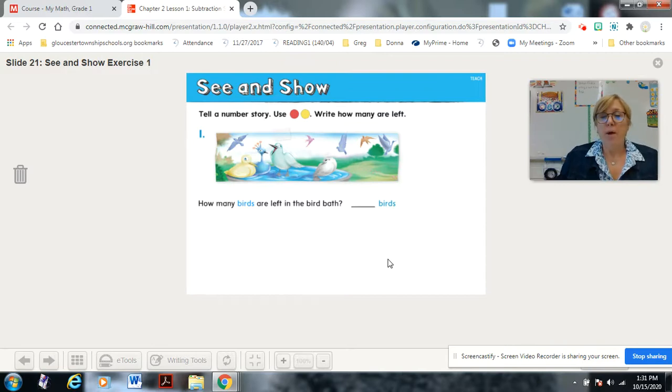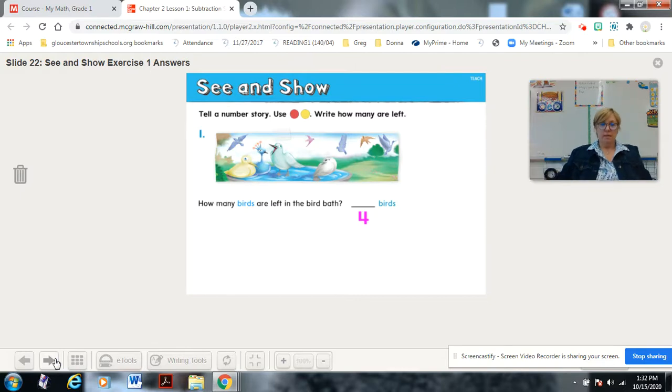Okay, but 5 of them, I think that's 5. 1, 2, 3, 4, 5. Yep, 5 flew away. How many, and here's the question, how many birds are left in the bird bag? 1, 2, 3, 4. All right, let's check our answer.